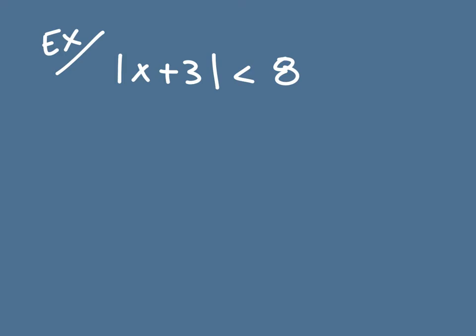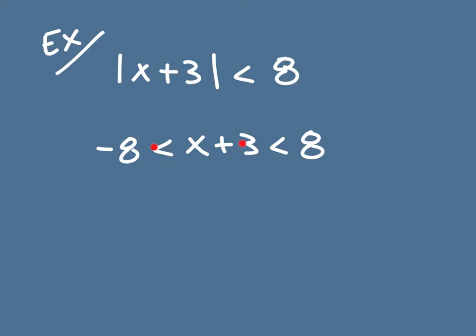In a problem like this, where you've got the absolute value of x plus 3 is less than 8, what I want to do is drop my absolute value symbol and write x plus 3 is less than 8, but at the same time is greater than negative 8. And we have a compound inequality here.